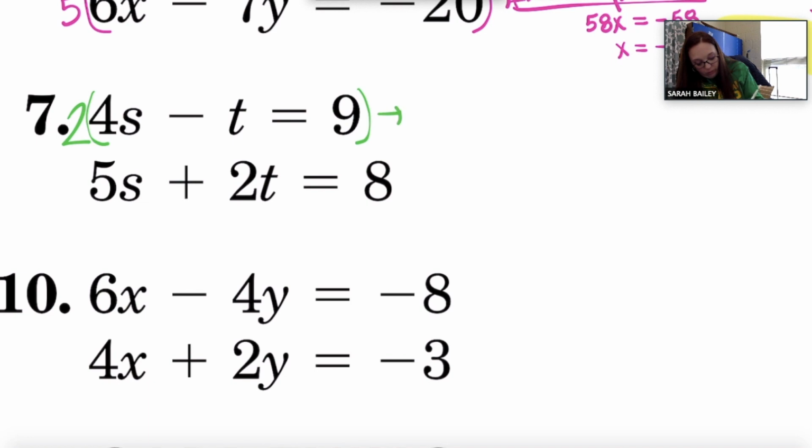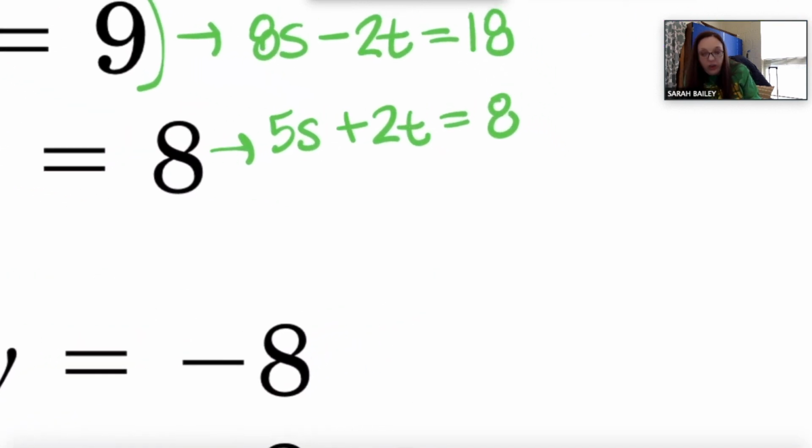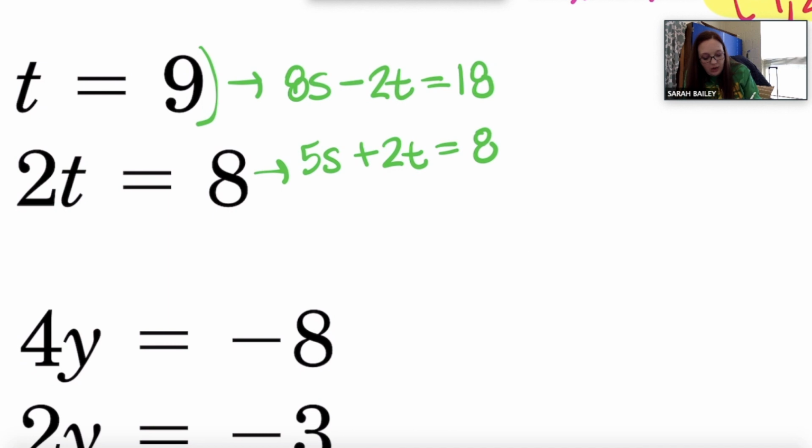So I'm going to rewrite this. So that'd be 2 times 4s. So that's 8s. 2 times negative t equals 18. And the second equation I didn't do anything to, but I'm just going to rewrite it because I like for them to be written one under the other. I also want to point out that notice my variable t, when I wrote it, I curved the bottom of it so that it doesn't end up looking like a plus sign. I highly, highly recommend you do the same.